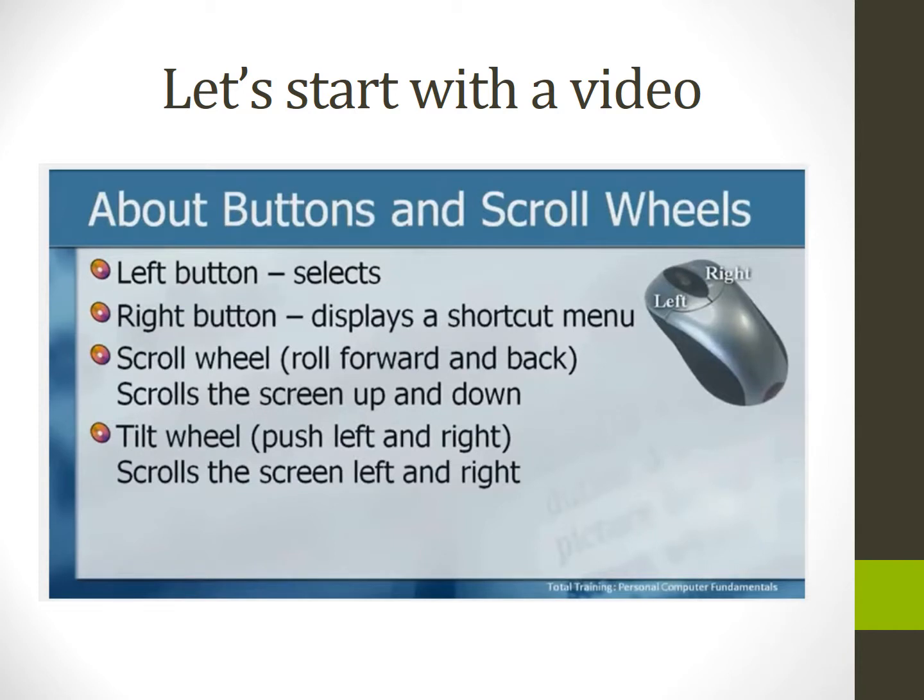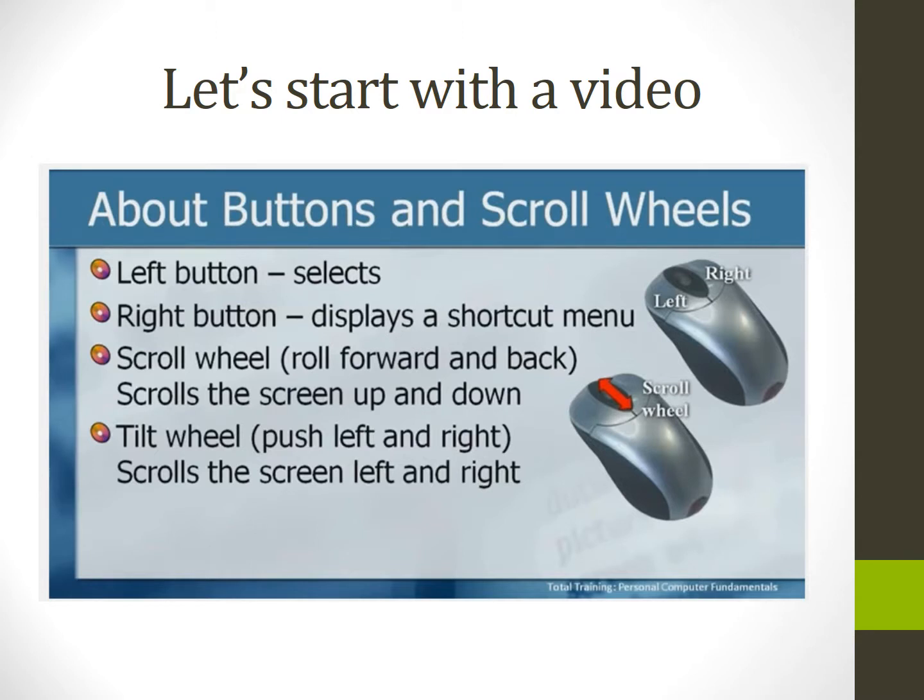Here we can see a mouse with the left and right mouse buttons identified for you. I think that one's pretty basic. Now let's talk about that scroll wheel. Here we have a scroll wheel right in the middle, and if you were going to use that scroll wheel, you would simply roll it backwards and forwards. This would scroll your screen up and down.